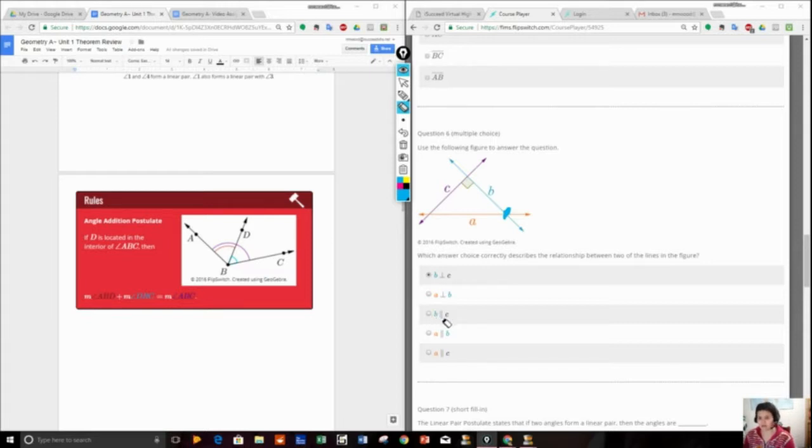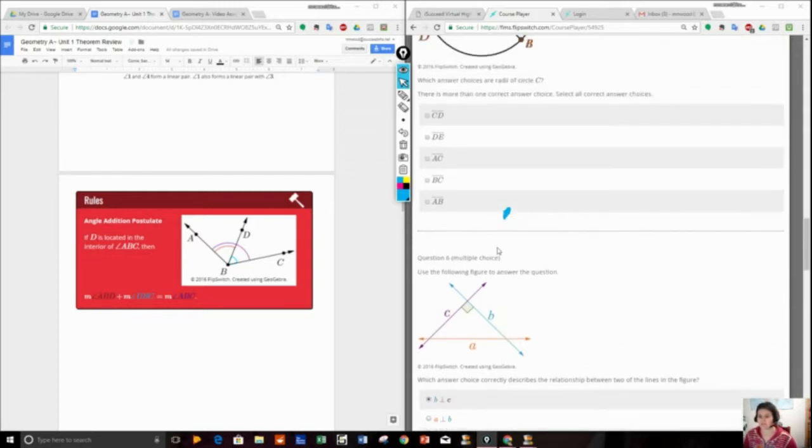So is B parallel to C? No, you cannot be perpendicular and intersect and be parallel at the same time. So is A parallel to B? No, because they intersect. Is A parallel to C? No, because they intersect. So question 6, the only answer is B is perpendicular to C.